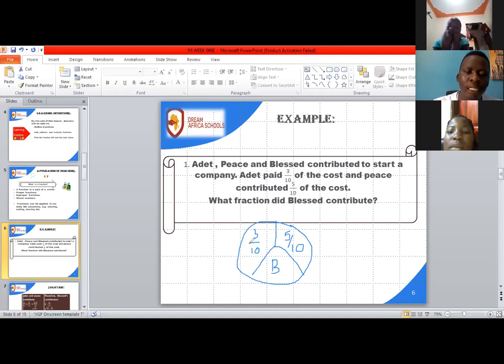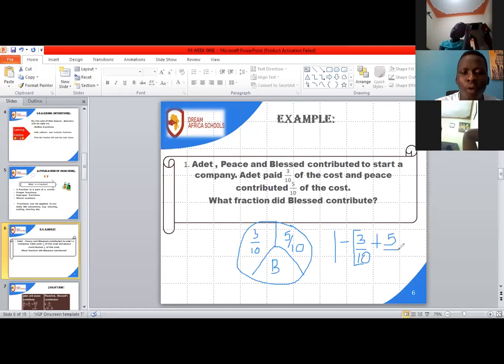Now, what are we supposed to do? Those who weren't here yesterday, you realize that this 3 out of 10 is for Adet, 5 out of 10 is the contribution for Peace, and we don't know the fraction contributed for Blessed. What are we supposed to do? We shall get the whole contribution, that will be their total contribution, subtract the contribution made by Adet, this will be 3 out of 10, plus the contribution made by Peace, which will be 5 out of 10. I hope that is very clear.